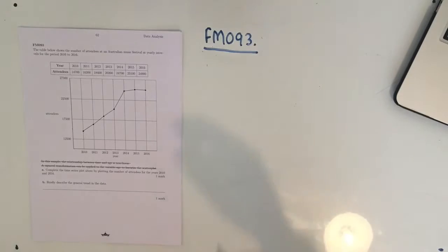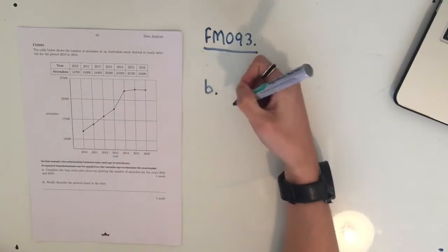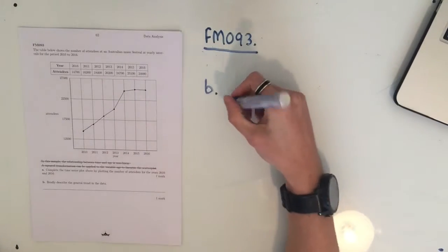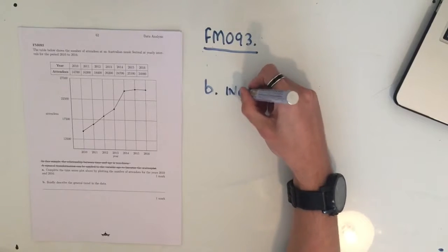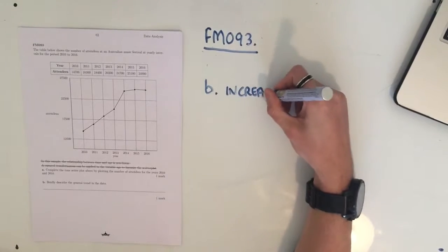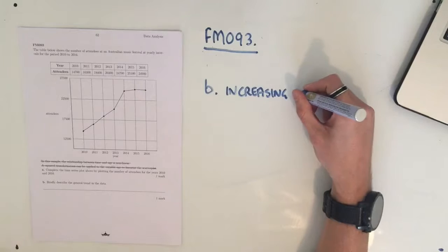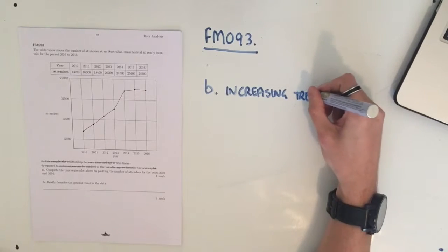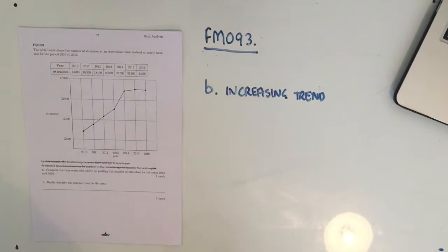Part B, briefly describe the general trend in the data. The general trend of the data is an increasing trend. Like it says, a very brief description of the data: this is an increasing trend, or something along those lines.